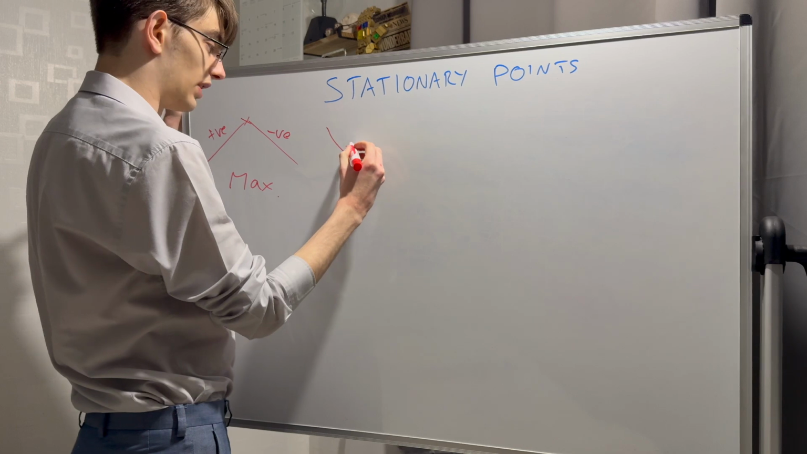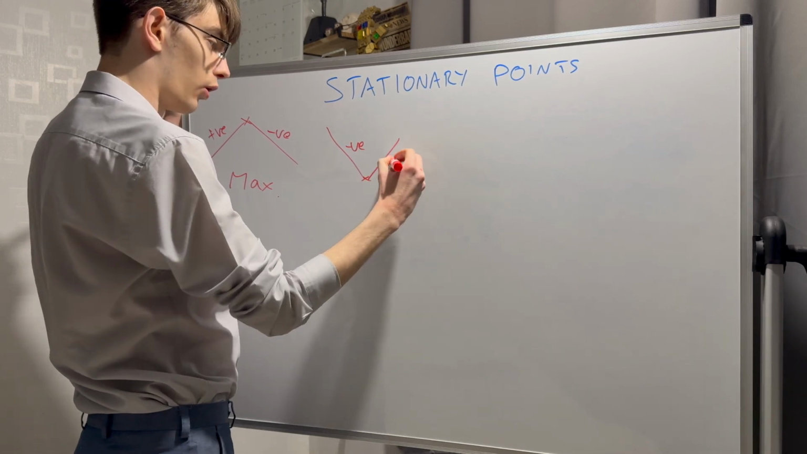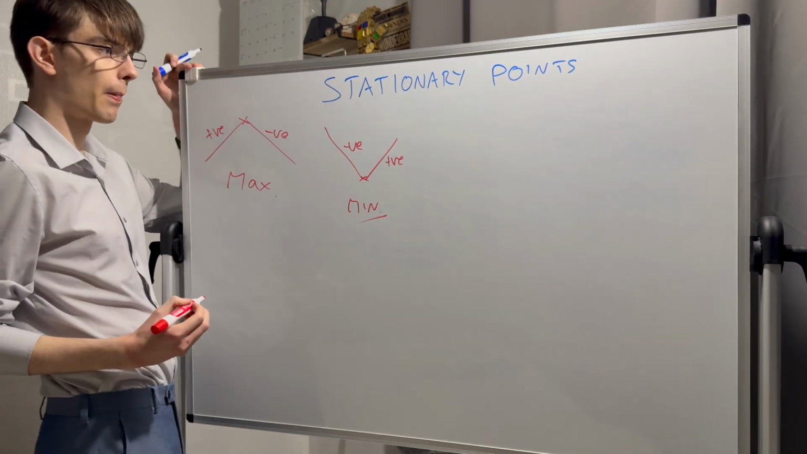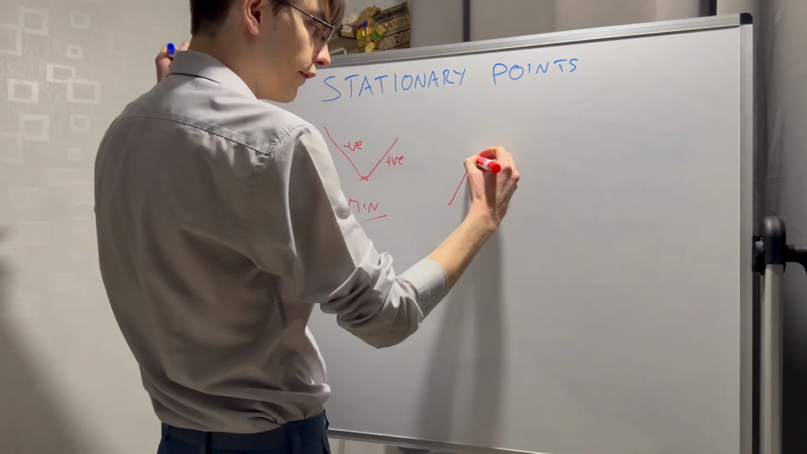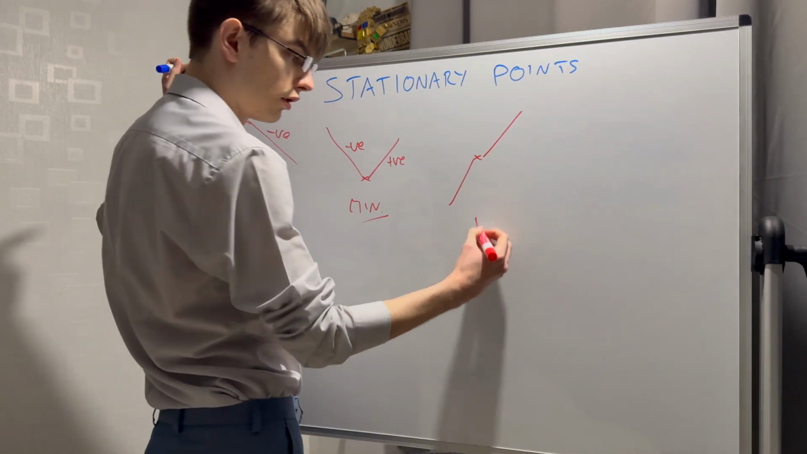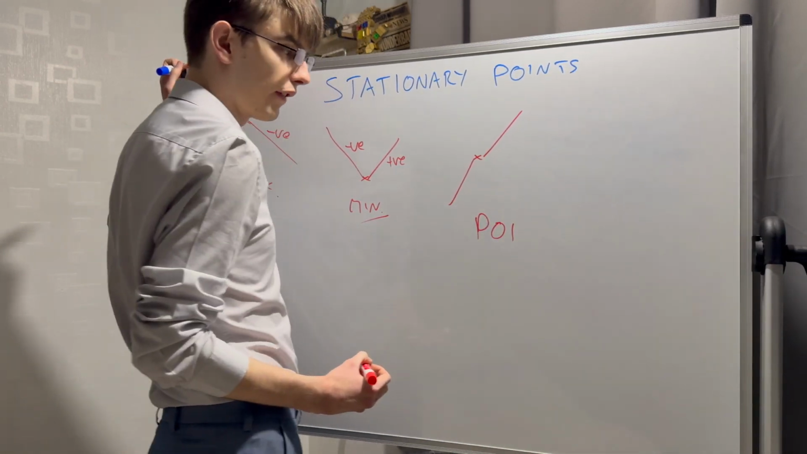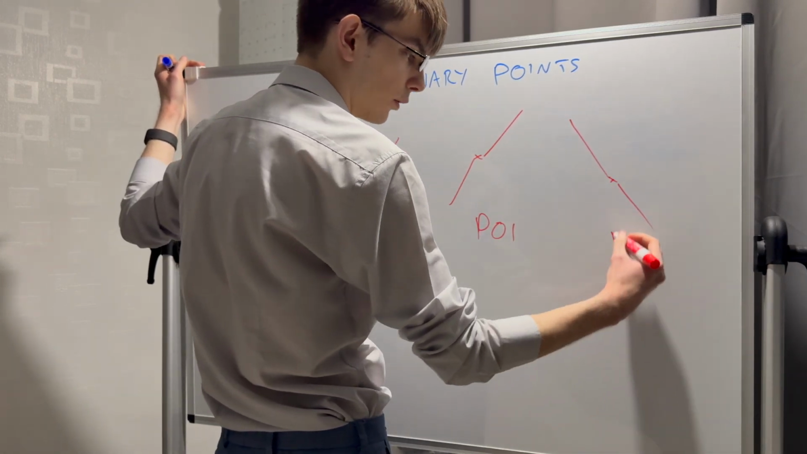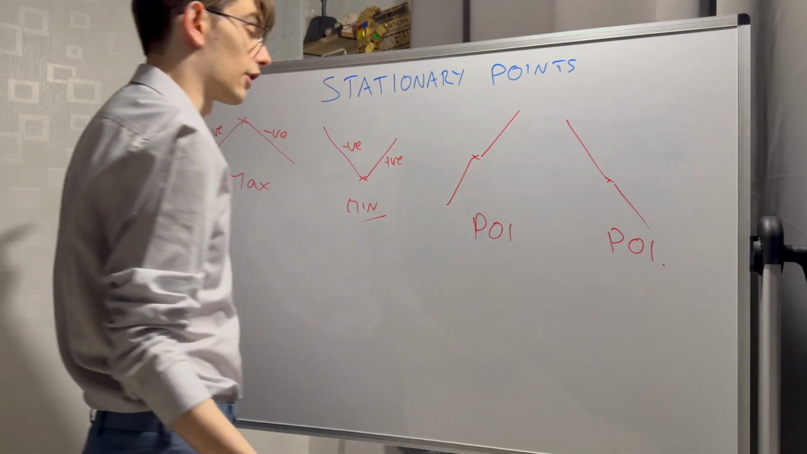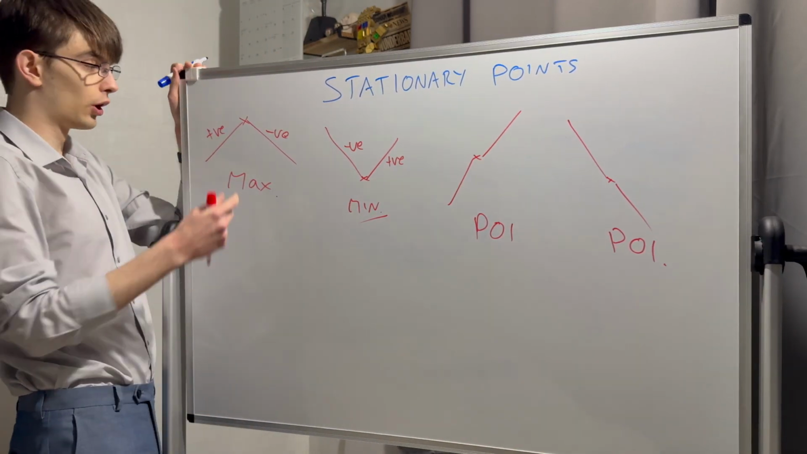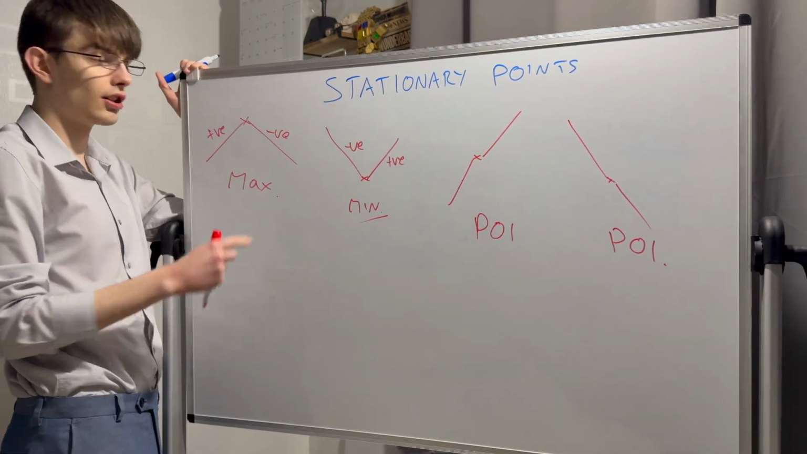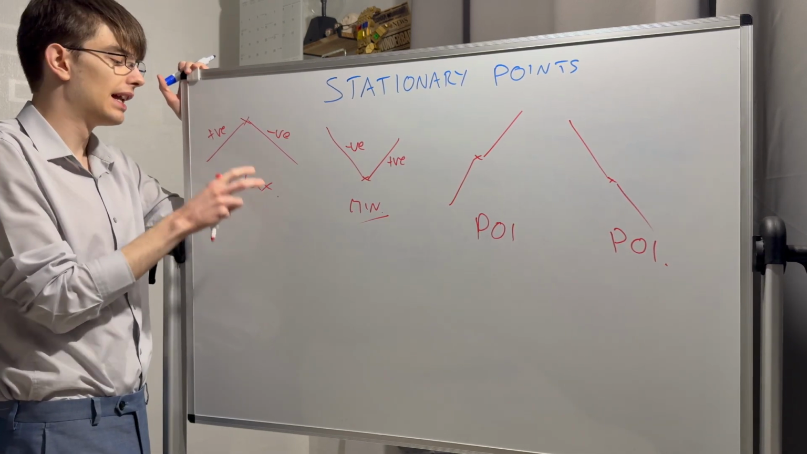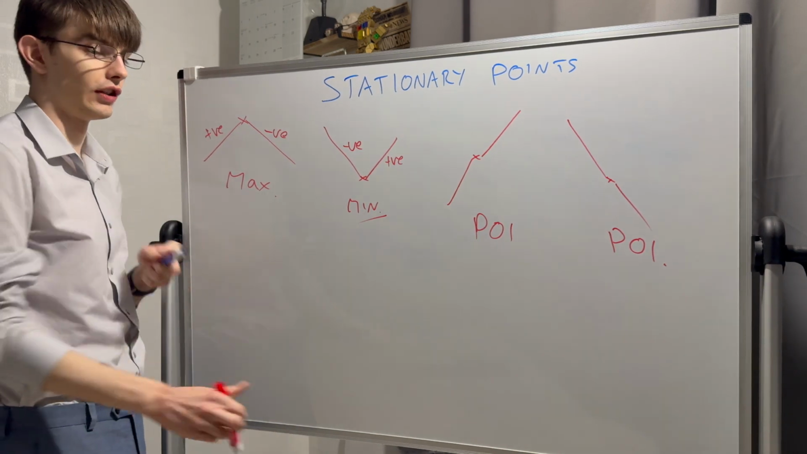Conversely, if it goes negative and then positive, well, I have got a minimum. If it goes positive and then positive again, that is going to be a point of inflection. And if it's negative and then negative again, it is also going to be a point of inflection. So this is what we're on the lookout for. What's happening to the gradient just to the left of my point and just to the right of my point? Okay, let's do one example to finish this off.